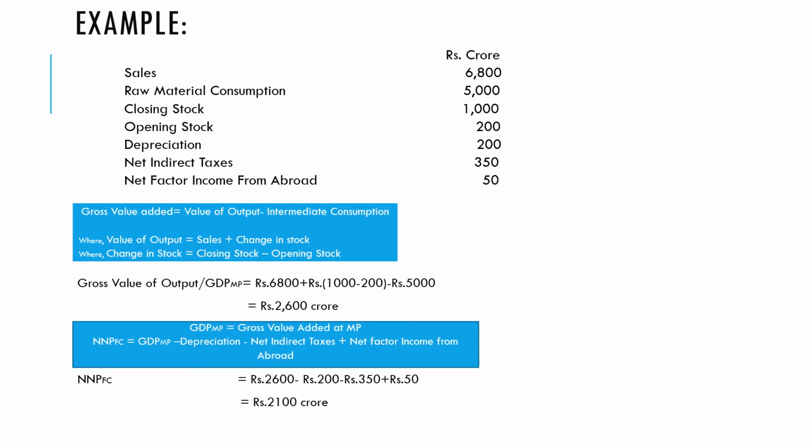So 6,800 plus 1000 minus 200, that is 800, will add up for the value of output, and from this we will deduct 5,000 consumption of raw material, that is intermediate consumption, to arrive at the GDP at market price of rupees 2,600 crore. To this, we are going to make adjustments for depreciation, net indirect taxes, and net factor income from abroad to arrive at the national income. So, to the GDP of 2,600, we are going to deduct depreciation of 200, net indirect taxes of 350, and add net factor income from abroad of 50 to get the national income of rupees 2,100 crores.